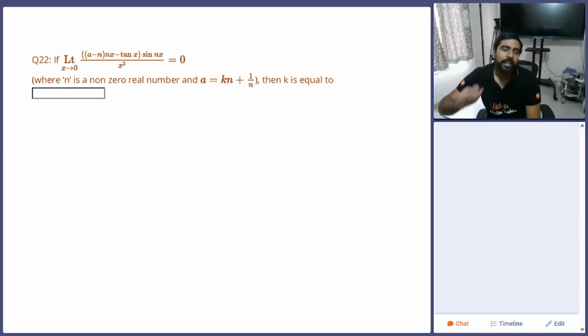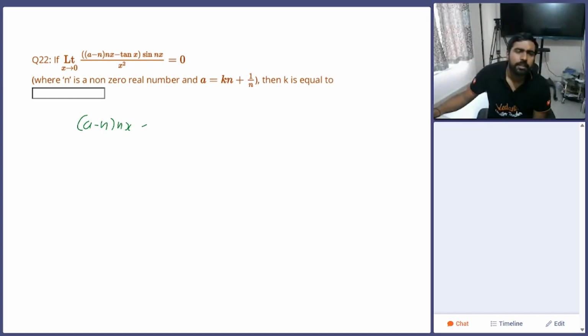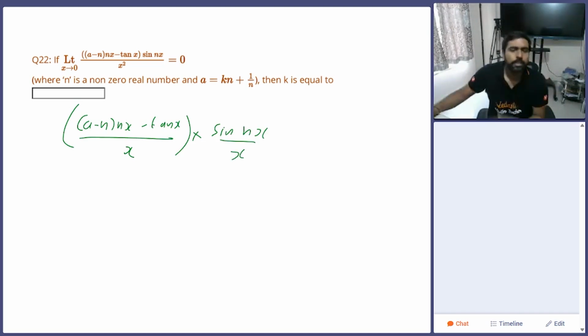Moving on, what do we have over here? The limit as x tends to 0 of (a minus n) into (nx minus tan x) sin x upon x square is equal to 0. Standard, a very simple limit, right? So I can write this as (a minus n) into (nx minus tan x) divided by x, multiplied by sin nx divided by x. I'll just break that x square into 2 parts. Here I will get (a minus n) into (n minus tan x upon x, which is 1) multiplied by (sin nx upon x, which is n). This is equal to 0.